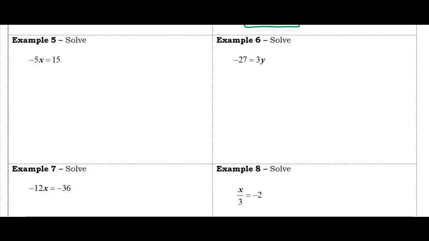In this case, we have what again? Just say it. Multiplication. What is the opposite operation to multiplication? Division. So I'm going to divide both sides by negative 5. Now, watch. We are not going to use the C word. What's a negative 5 divided by a negative 5? 1. What's 15 divided by negative 5?